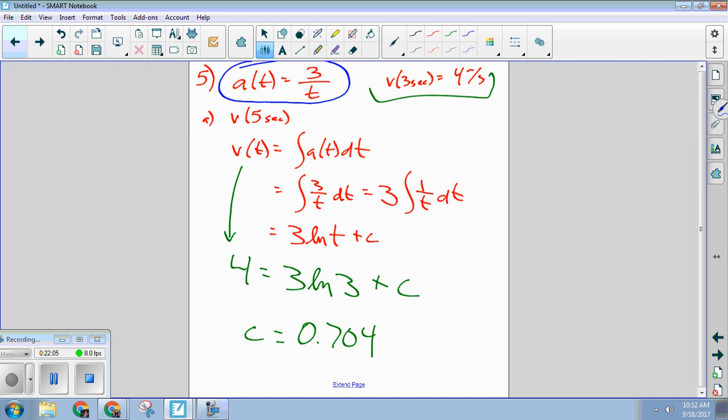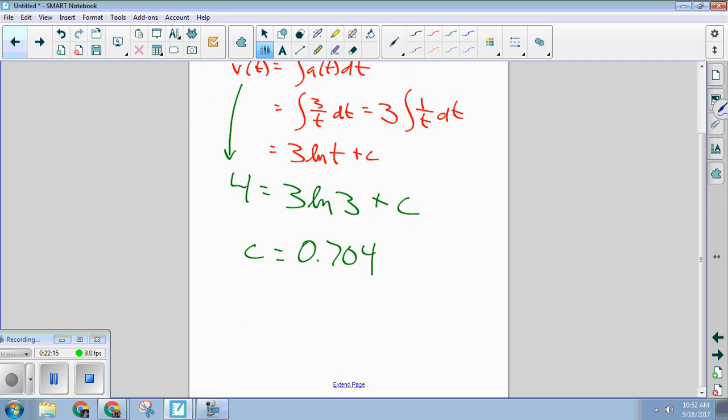Follow? All right, and then C says, what's the initial velocity? And then I put a whole bunch of exclamation points there. So let's see, here's what we know. We figured out that our velocity as a function of time is this equation: 3 times the natural log of t plus 0.704. So what is question C really asking us?